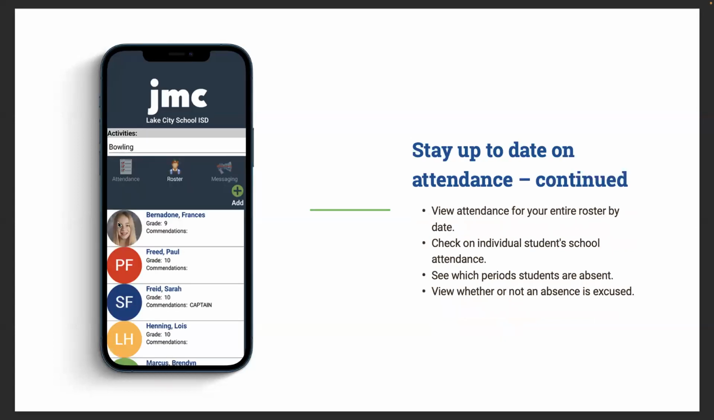And then some more attendance details here. You can view attendance for your entire roster by date, or if you click on students on the roster, then you can look at their individual attendance. You can see which periods they might be absent from and whether or not those absences were excused.